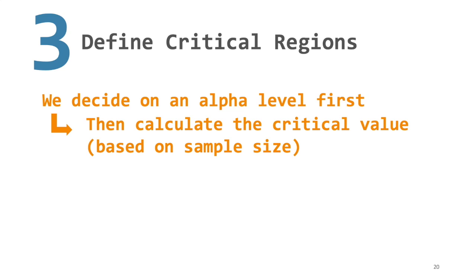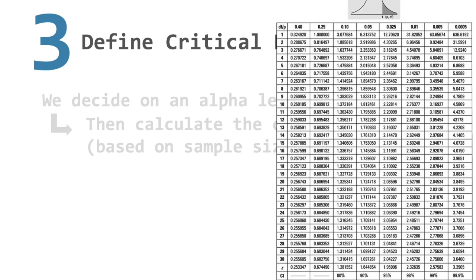So importantly, we decide on an alpha first, and then we calculate the critical value. I'm going to show how that can be done with a table. But again, this is not going to be emphasized in this class. I just want to show you what it looks like if we're using the table. This is the t-distribution table.